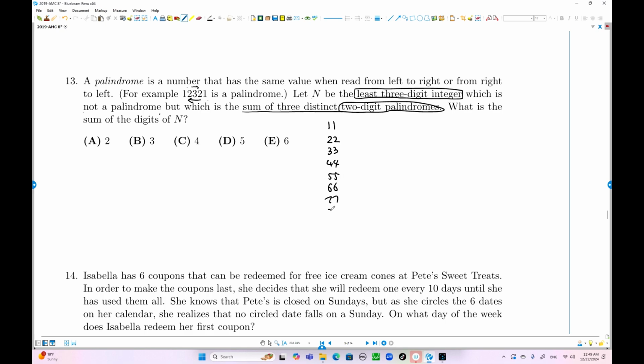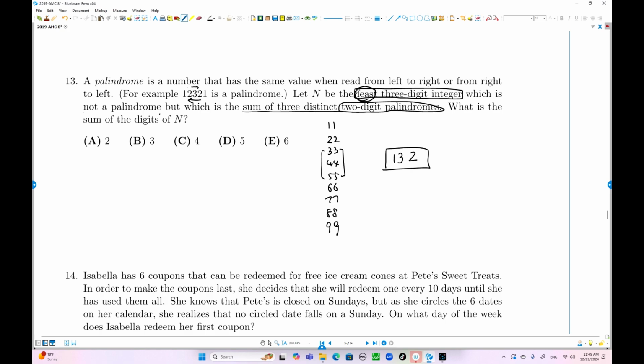Okay, we can write down: they're all two-digit palindrome numbers, but choose three numbers. Maybe you can choose these three numbers: 3, 4, 7 times 11 gives 33, 44, 77, which sum to 132. Yeah, that is not a palindrome. This may be a possible answer, but we're going to check it out.